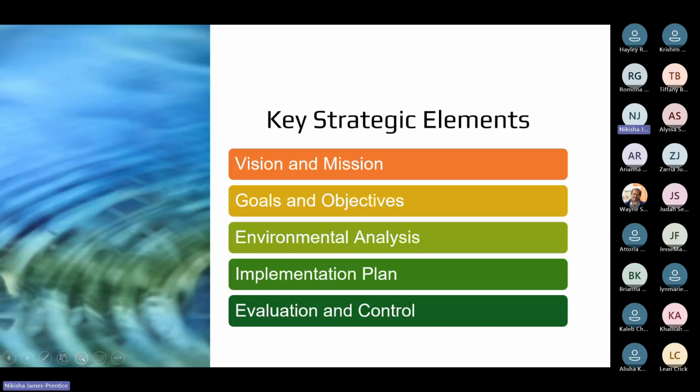Number 4, strategy formulation and implementation. The how do we get there question. This decides how to achieve objectives and gain competitive advantage. This includes resource allocations, action plans, and operational alignment. Lastly, evaluation and control. This answers the question, are we on the right track? It involves measuring performance, comparing it with goals, and making the necessary adjustments.